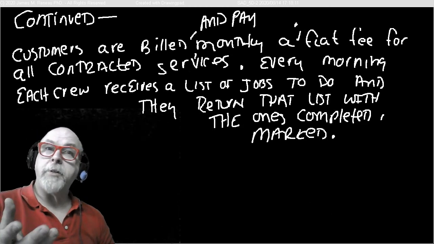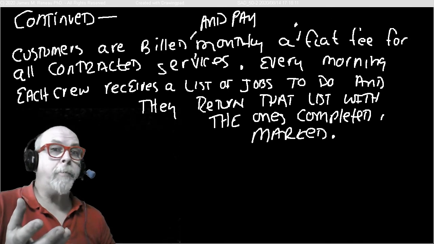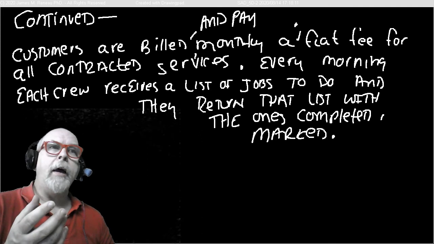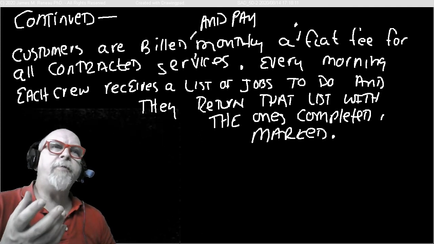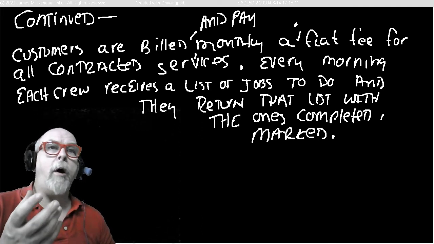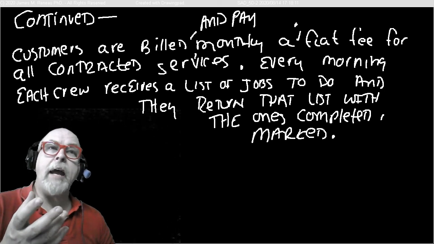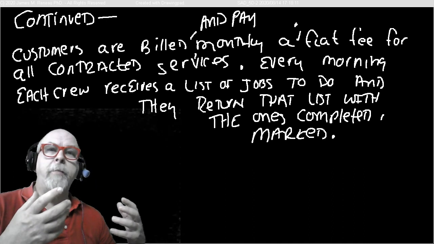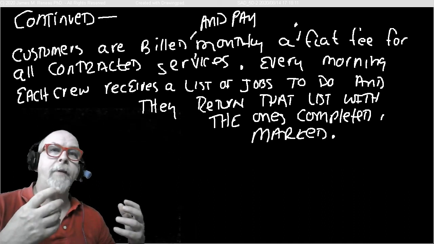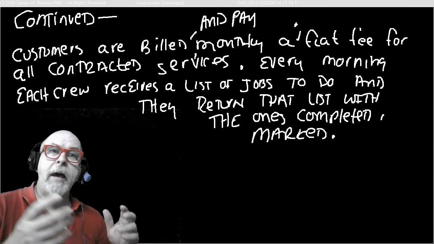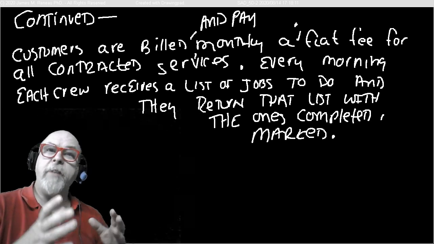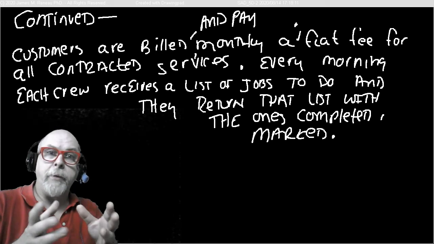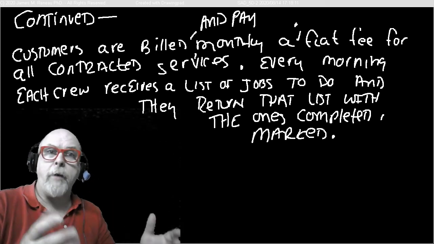So customers also will be billed by the system, and hopefully they'll pay every month. And they'll be billed a flat fee for all of the contracted services they have done. So whether we have to mow once or whether we have to mow twice or whether we have to mow 3 times, it doesn't matter. Everybody gets charged a flat fee every month for service. That way we can pay our employees, and that's how we do it.